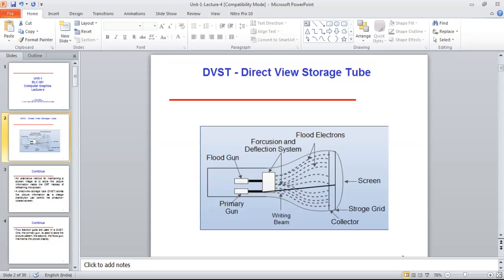So the flood electrons reach up to the screen, and before that they are collected by the collector. After the collection there is a storage grid, and beyond that there is a screen. So ultimately we will get the image on the screen.